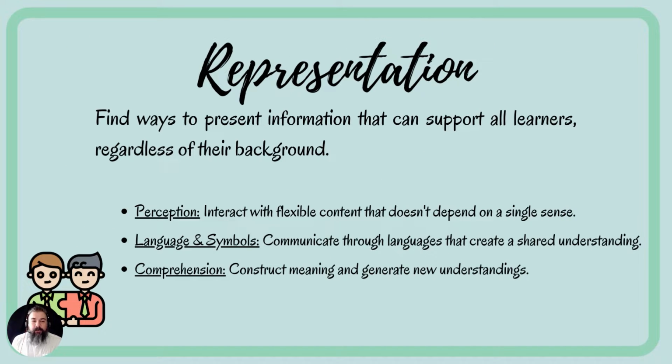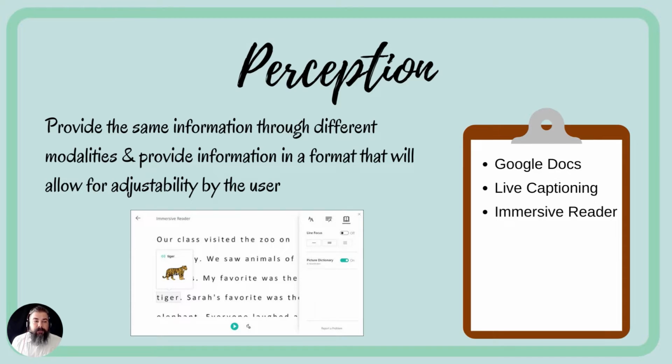So the first thing that we want to look at is representation. And the big idea with representation is that you're finding ways to present information that can support all of those learners. And so that's what I was talking about with the language learners, is when you're hitting those language learners, you're going to be hitting a big group of all of your students at the same time, regardless of what their background is. So first is perception.